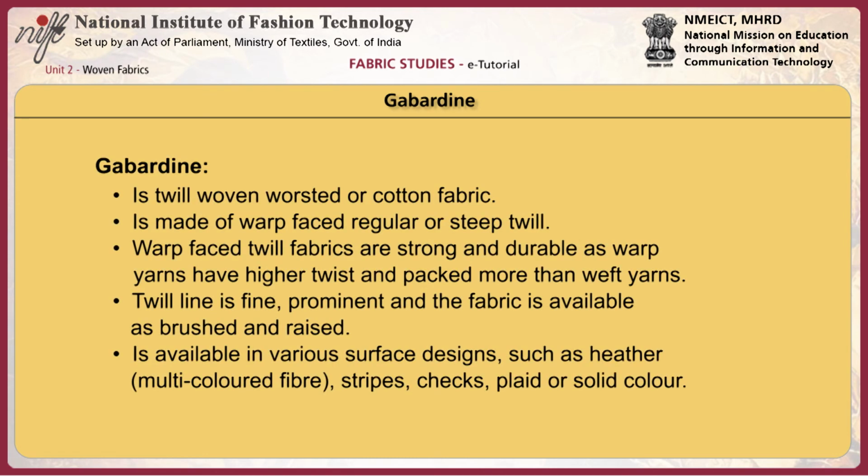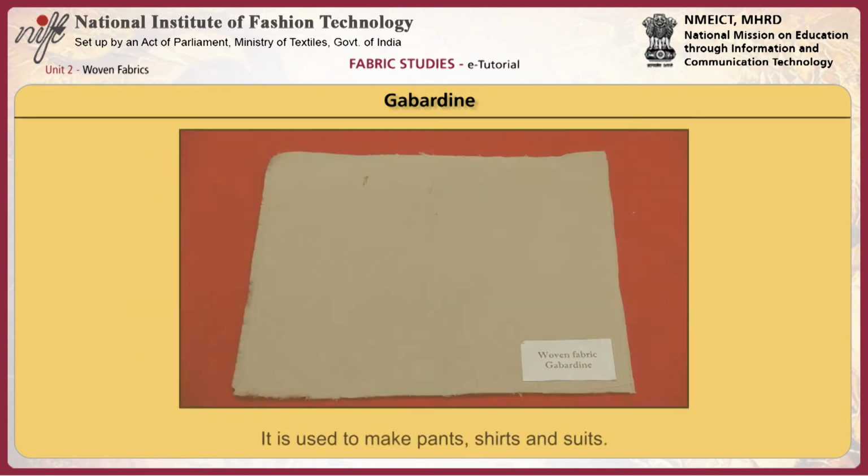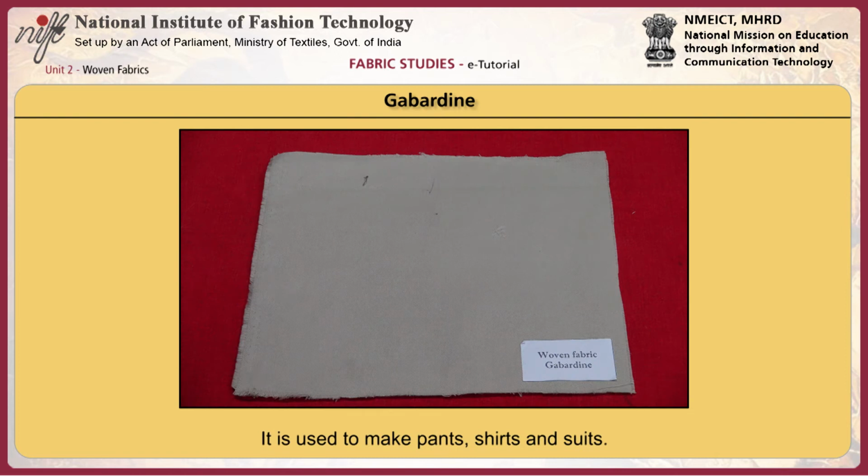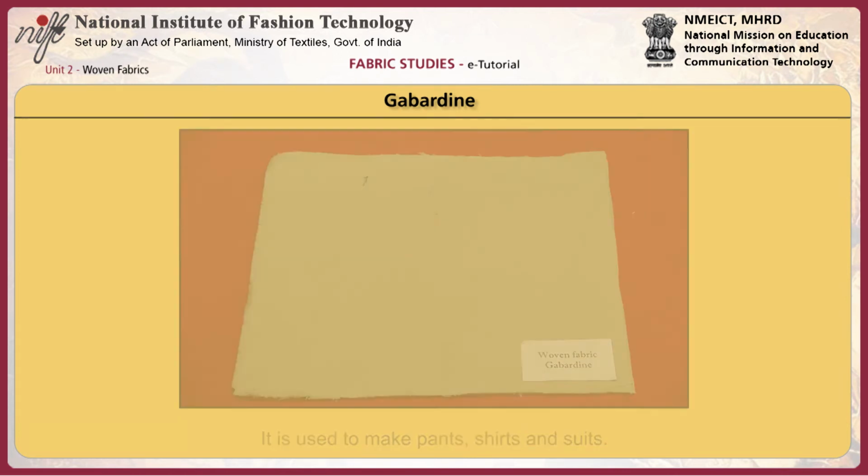Gabardine is a twill woven worsted or cotton fabric. It is made of warp face regular or steep twill. Warp face twill fabrics are strong and durable as warp yarns have higher twist and pack more than weft yarns. The twill line is fine, prominent and the fabric is available as brushed and raised. The fabric is available in various surface designs such as heather, multicolor fiber, stripes, checks, plaid or solid color. Since the fabric is durable, gabardine is widely used in making pants, shirting and suiting.